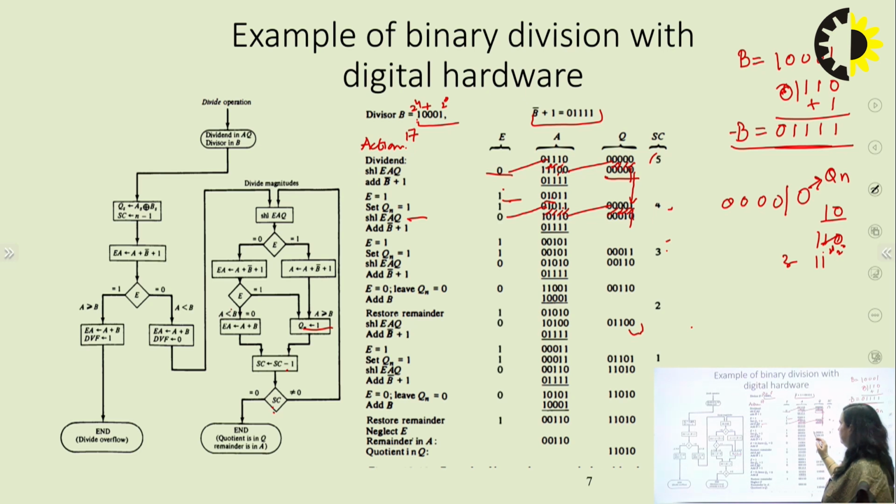Now again we will check the value of E. Now E is equal to 0. So we will again move to here. We have to perform E is equal to A plus B complement plus 1, meaning A minus B. This is A minus B.